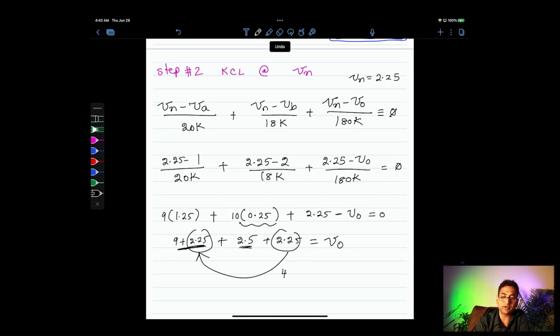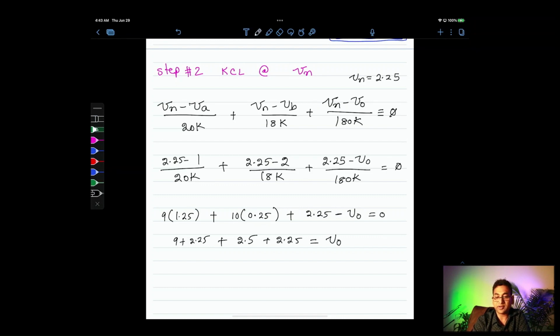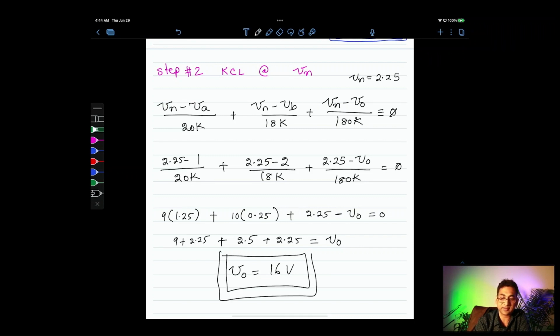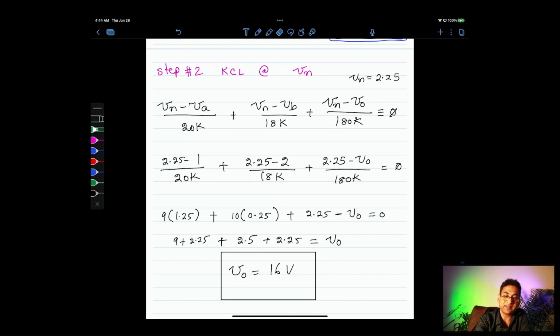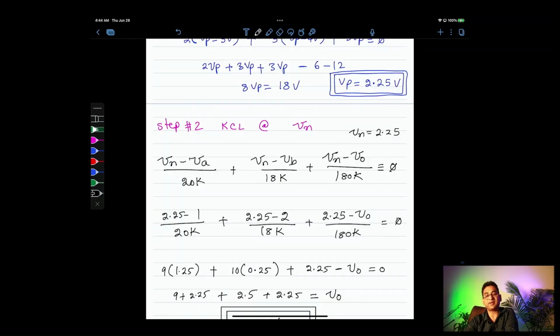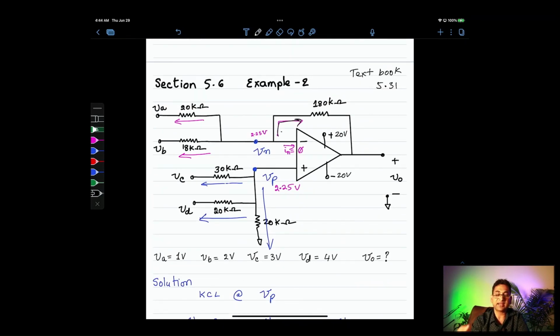So all of this, you plug it into your calculator. All of this comes to how much? There it is. That's the result that we wanted to see. We wanted to calculate the Vout for the values of VA, VB, VC, and VD that are given in the problem.